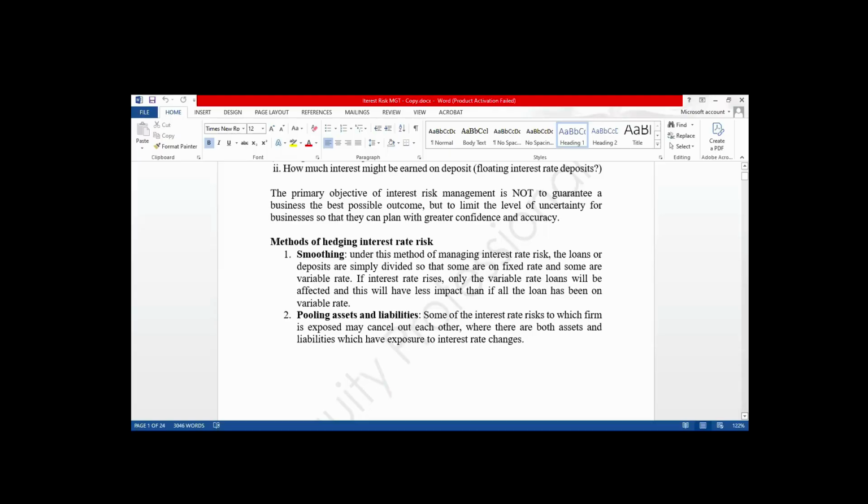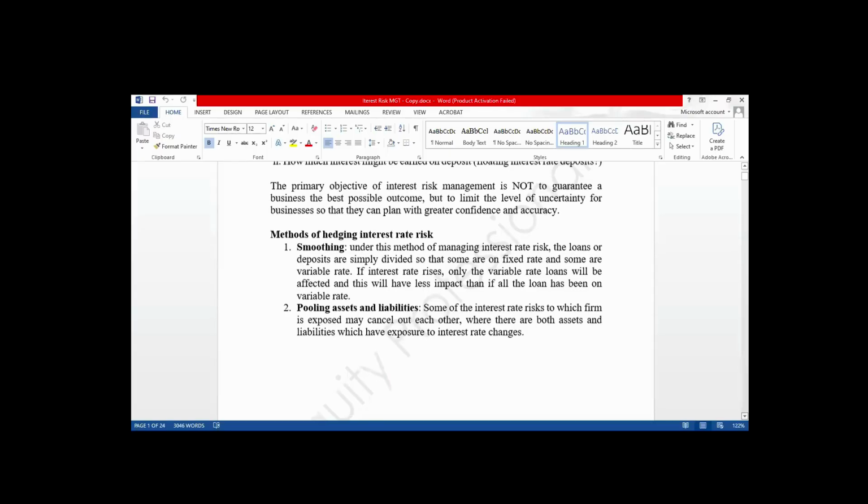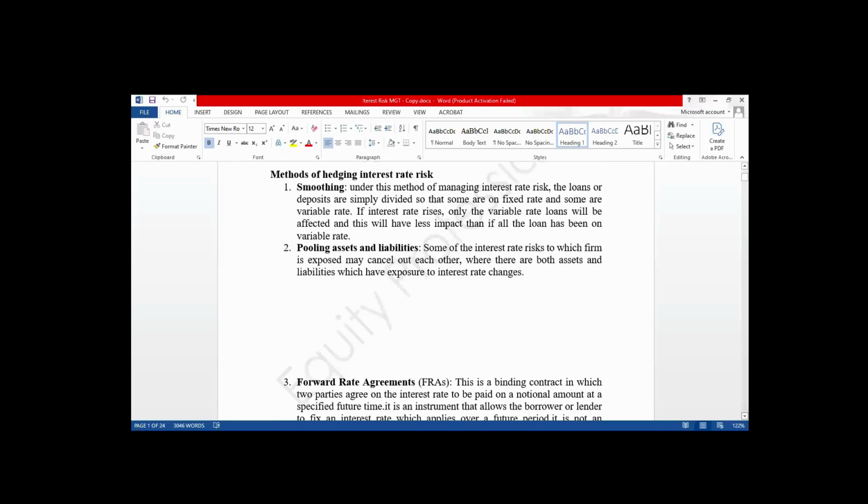So we have smoothing. We have pooling of assets and liabilities, whereby some of your investments and your liability will be on the same interest rate changes.